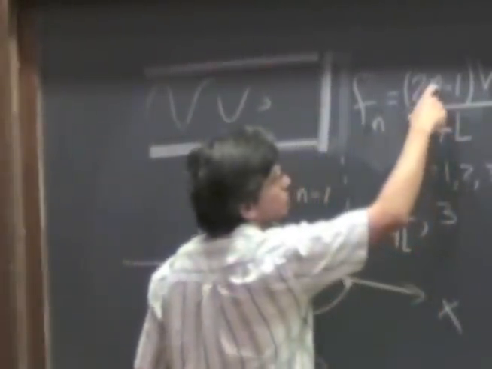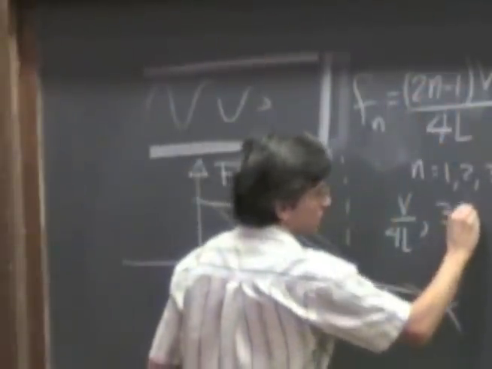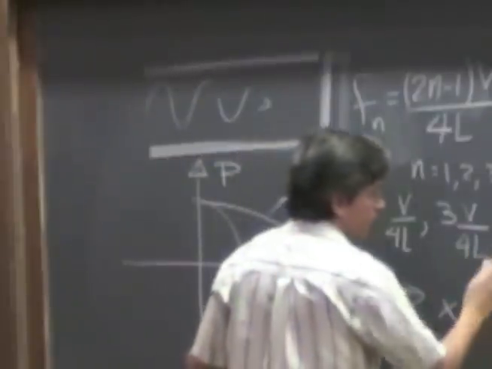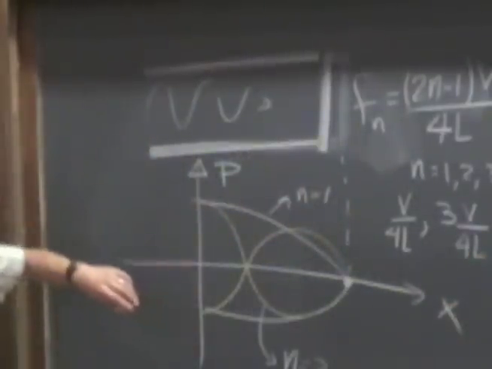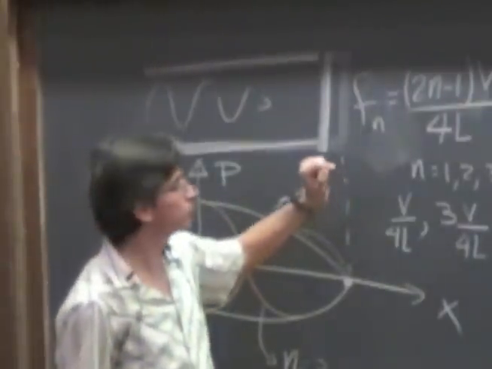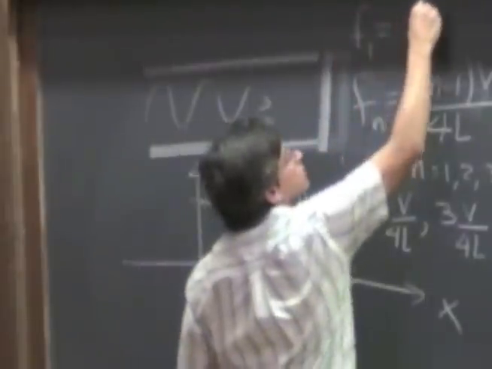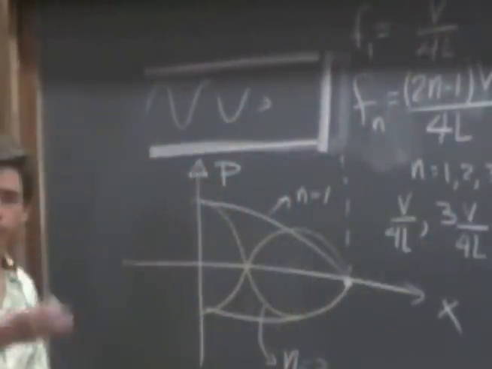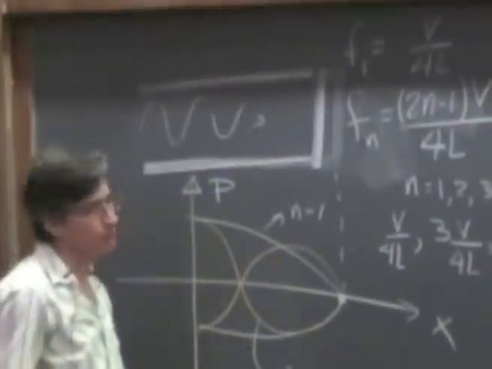You can do that, right? 2 times 2 is 4, minus 1, 3. 3v over 4L. The next one is 5, and so on. So what you get in these kinds of systems, open and closed, is only the odd multiples of the fundamental mode. If the fundamental is v over 4L, all of the other harmonics are 3 times that, 5 times that, 7 times that, and so on. All right, we'll continue next time.